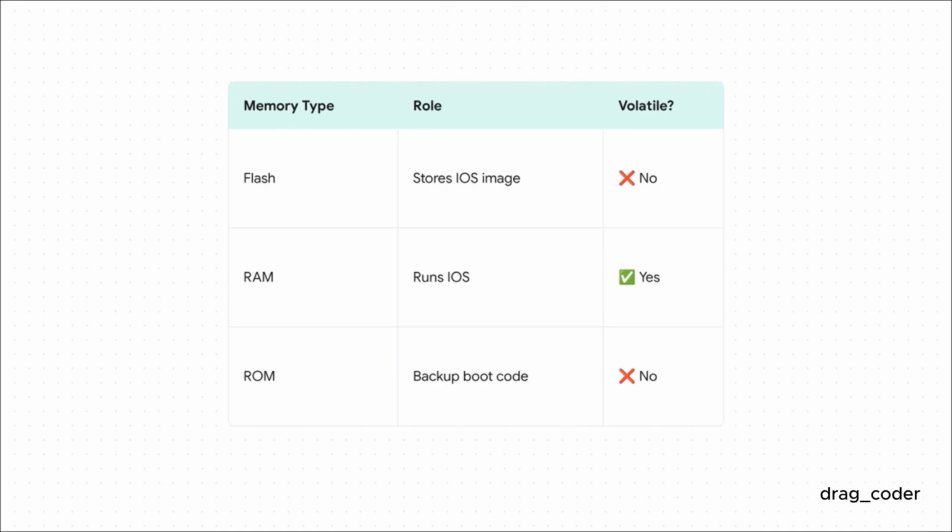To really get this boot up process, you need to know about the 3 different kinds of memory in these devices. Think of flash memory as the device's hard drive. It's where the IOS software is stored permanently. Then there's RAM, which is the active, working memory. It's super fast, but it forgets everything when the power goes off. And finally, you've got ROM, which holds a tiny, can't-fail backup program just in case.